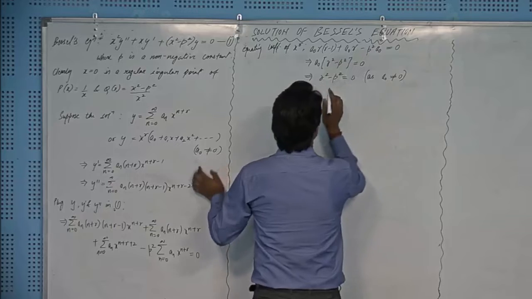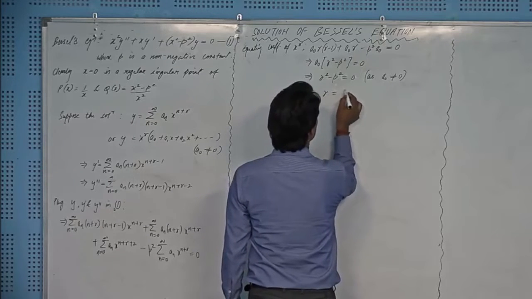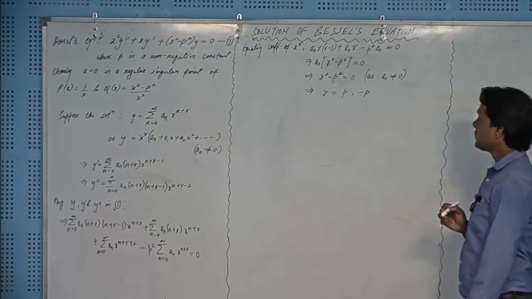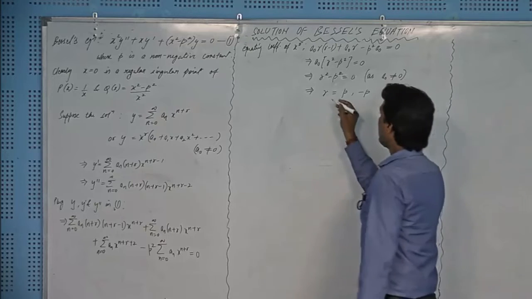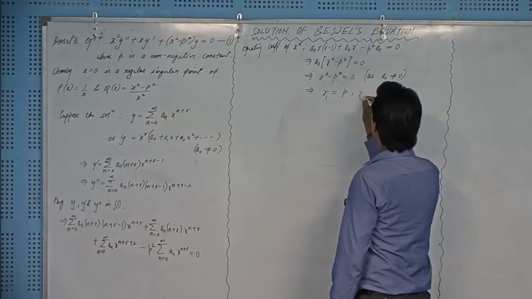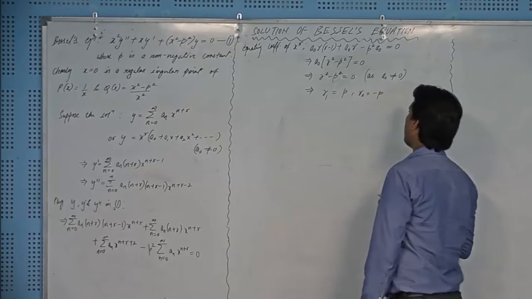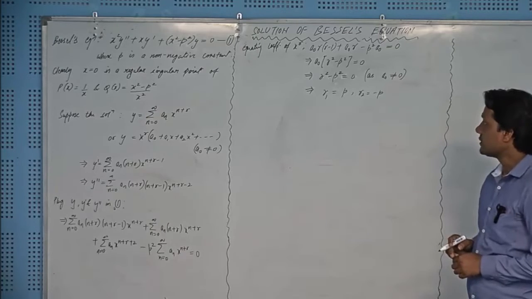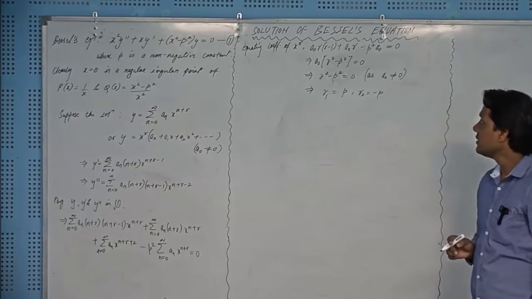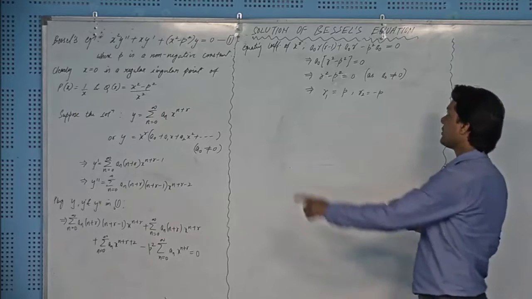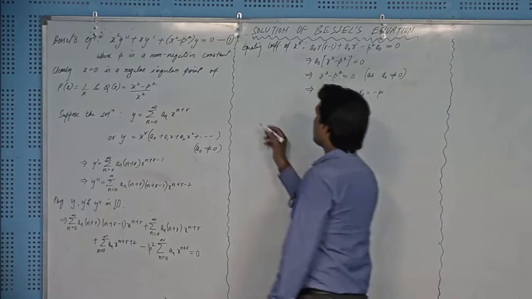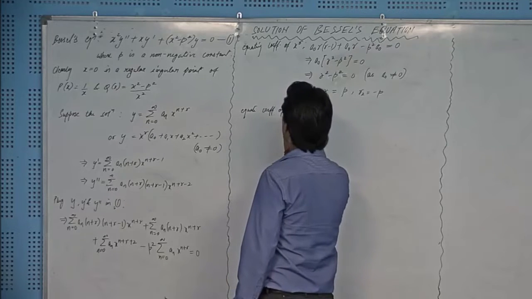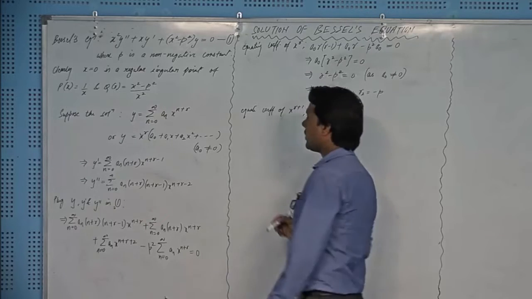So from here you will get two values of r. One is p and the other one is minus p. So you have two values of r, or should I write them as r1 and r2? r1 equal to p and r2 equal to minus p. Now you will equate the next power of x, that will be x to the power r plus 1. So equate coefficients of x to the power r plus 1.